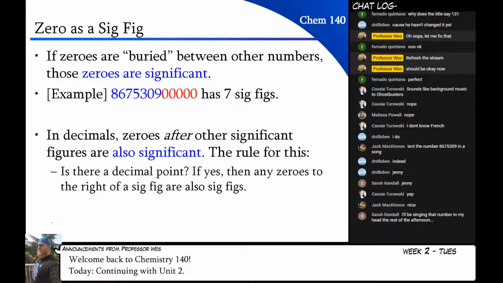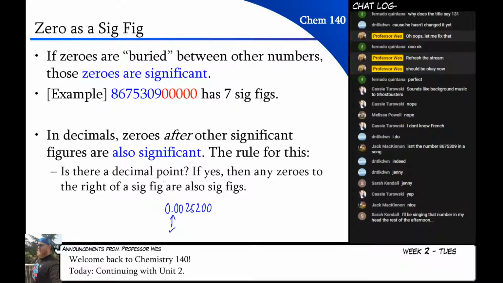The last important rule for identifying if 0 is significant is called the decimal rule. And so if you have a decimal, any numbers to the right of sig figs are also sig figs. So this is really easy to apply. Let's write down a number here. All right. So step 1 in the decimal rule, find the decimal. There it is. So if you see a decimal, you must apply the decimal rule. Must. Okay, this is not optional.